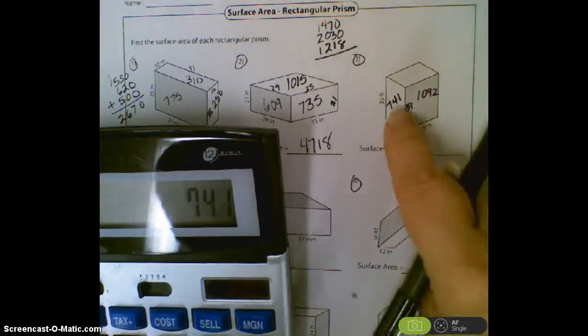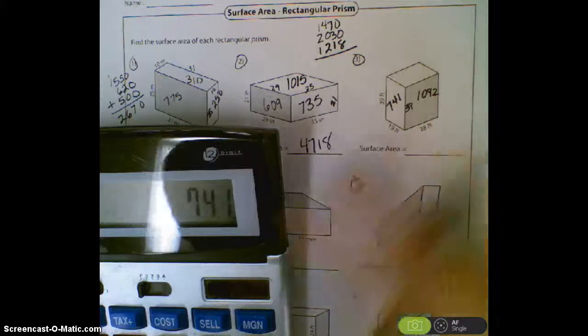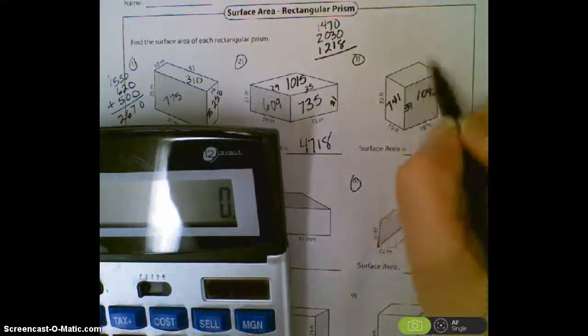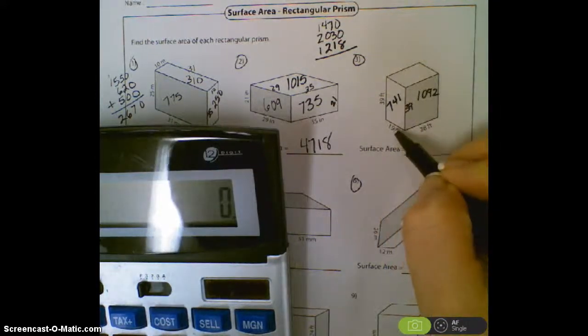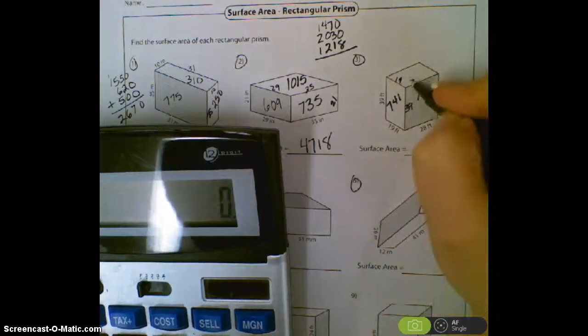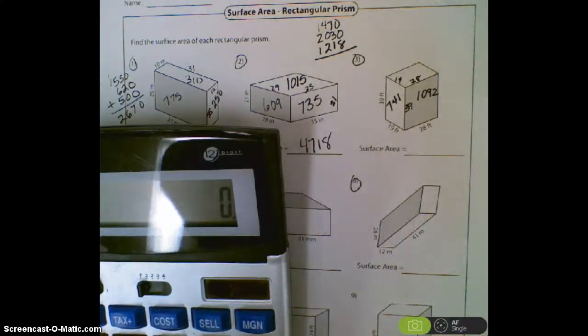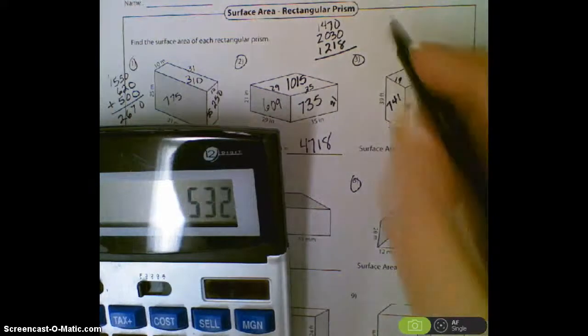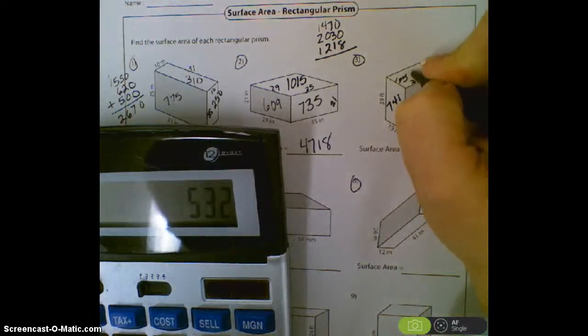At this point I would go times 2, so you get the other side as well. And then up here, no dimensions are given, but you can figure out that this one must be 19, just like that one, and this must be 28. So we'll do 28 times 19, and we get 532 up here.